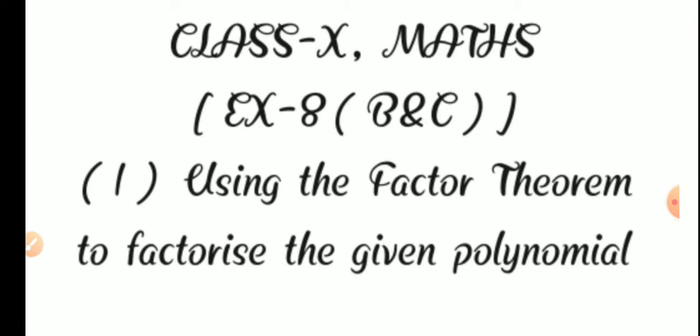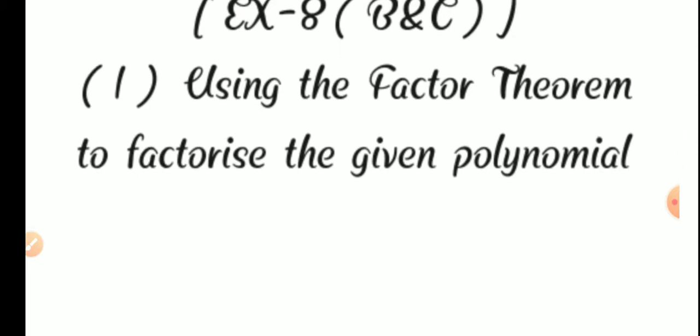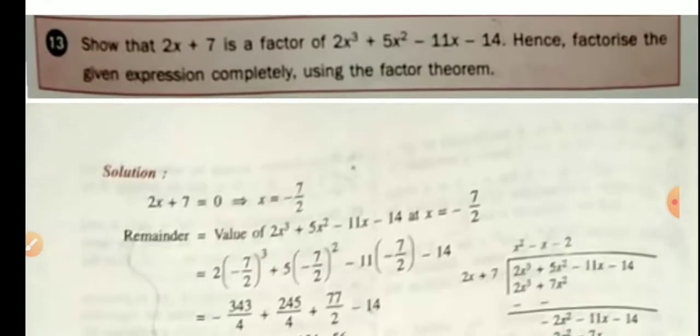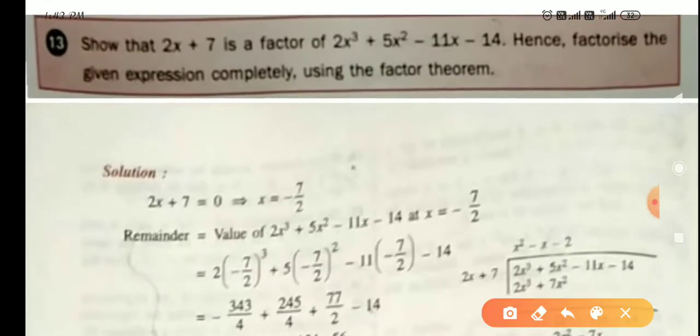In this exercise, you are going to study using the factor theorem to factorize a given polynomial. This means one polynomial will be given, and we will see how we can factorize it using the factor theorem. With the help of one example, I will explain this point. You see this example, example number 13. It says: show that 2x plus 7 is a factor of the polynomial 2x cubed plus 5x square minus 11x minus 14, and hence factorize the given expression completely using the factor theorem.